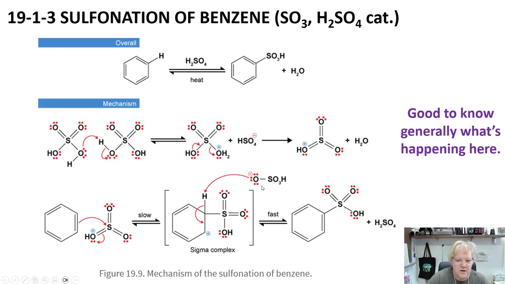All right, here's this HSO4 minus. That is going to pull off our hydrogen, pushing the two electrons down in to form our sulfonated benzene. And again, we reform our sulfuric acid, which can go right back into the mix as a catalyst. Okay, questions? Look at that for just a minute.